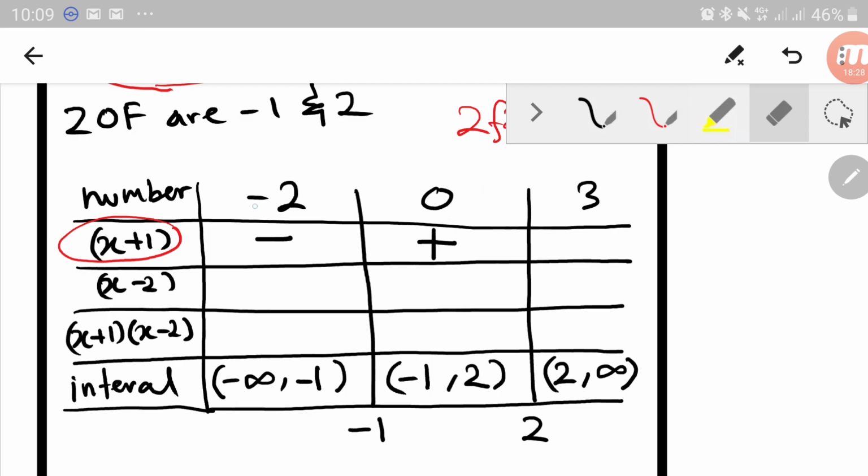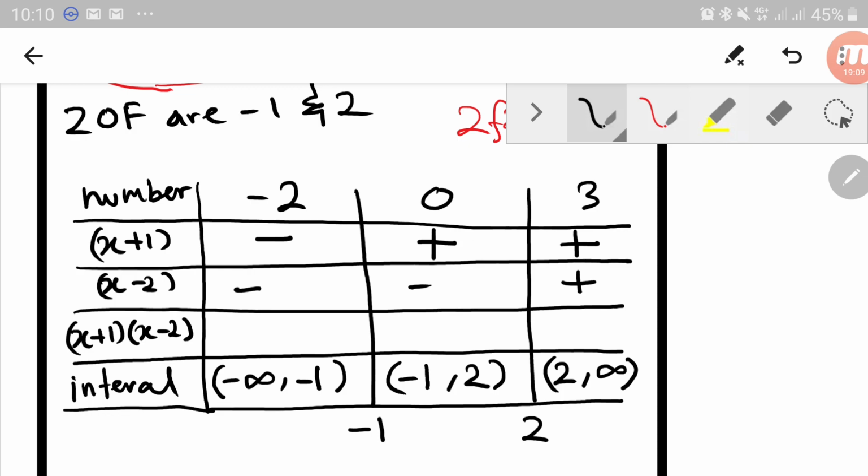Next is 3. 3 plus 1, we get 4. 4 is positive. Remember, we don't care about the value, we just care about the type of value, whether it's positive or negative. For the second row, I just do it in my mind, so I won't be saying anything. Okay, done.